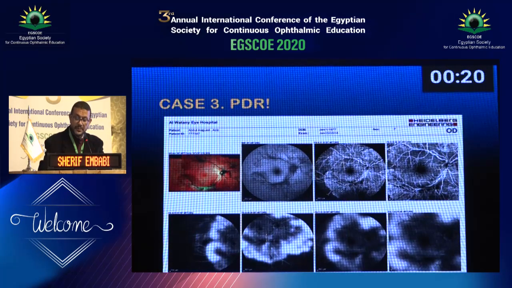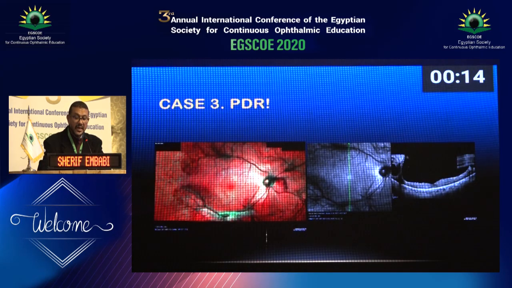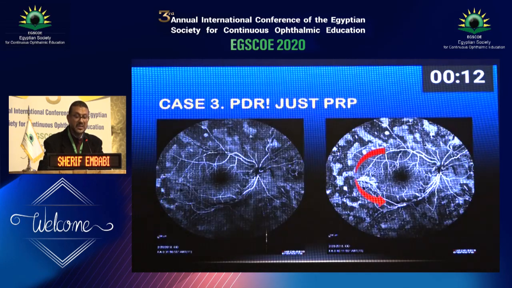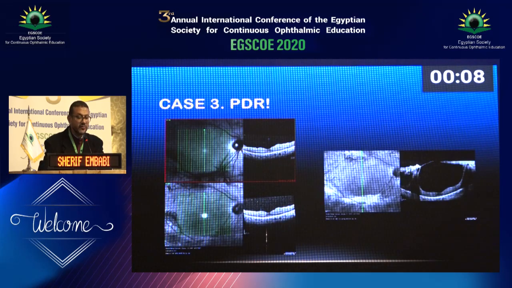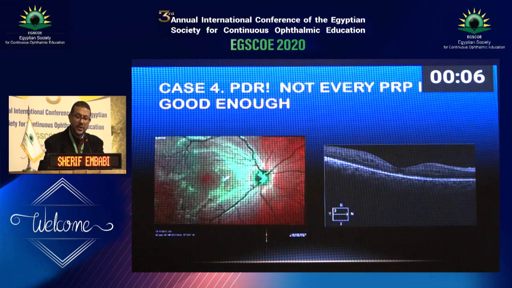I just want to show a final thing before I end my talk. This is a case of PDR. You can see the extensive NVEs and the NVDs. This is the OCT, this is how it looks. This is after PRP in a single sitting, and again, there was no development of macular edema. I'm not going to discuss more than this.